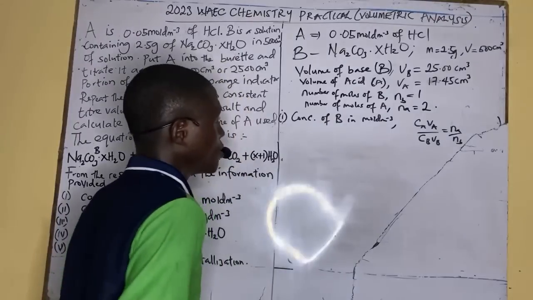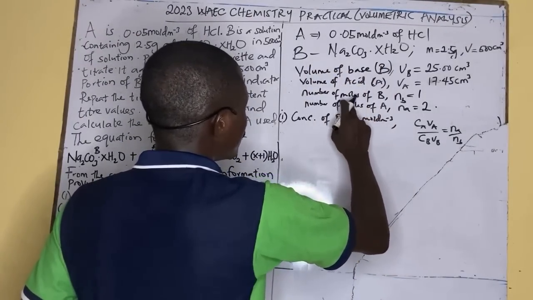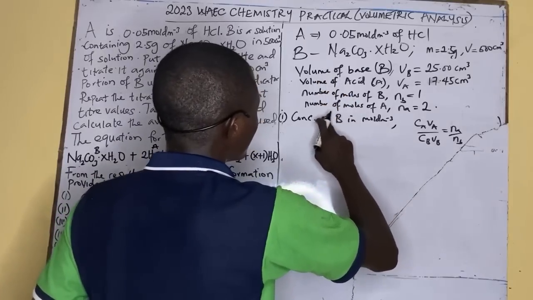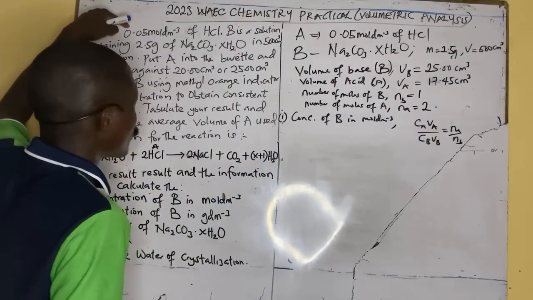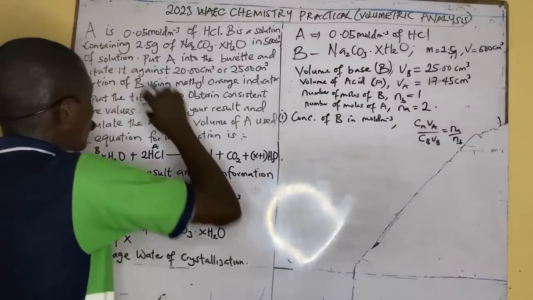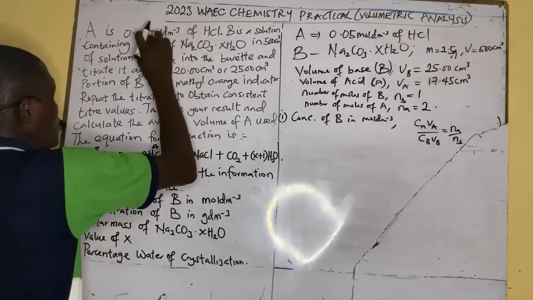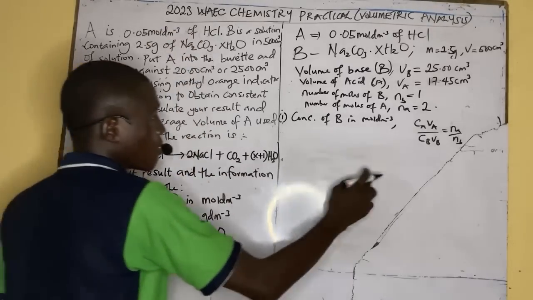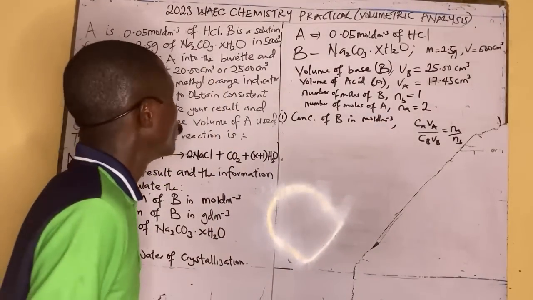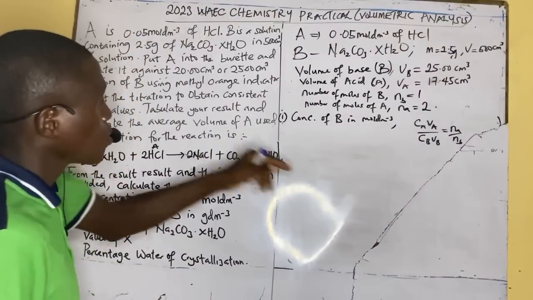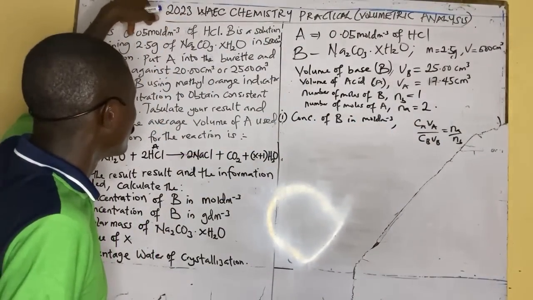Now what's your CA? CA is 0.05 mole per dm³. Please note that the concentration of A is 0.05 mole per dm³. This mole per dm³ is the one that justifies that CA is molar concentration. The CA given to us is molar concentration. So the CA, the concentration of acid in mole per dm³, is 0.05 mole per dm³.